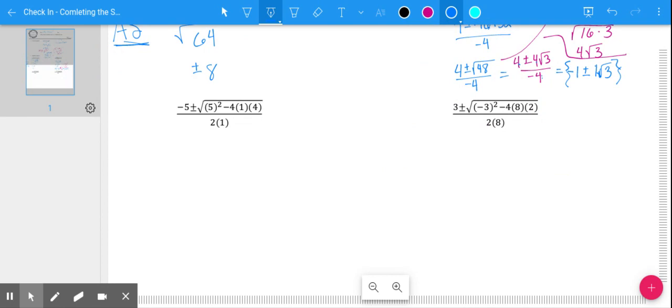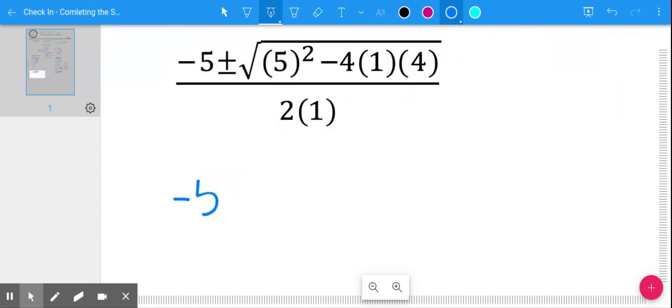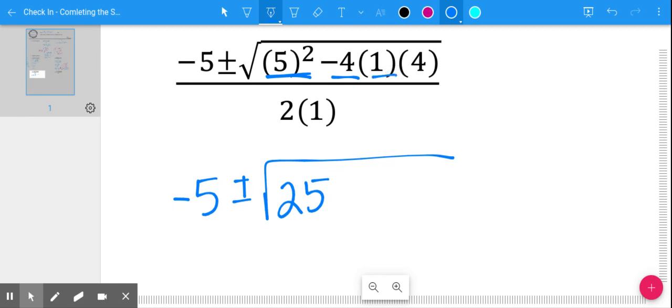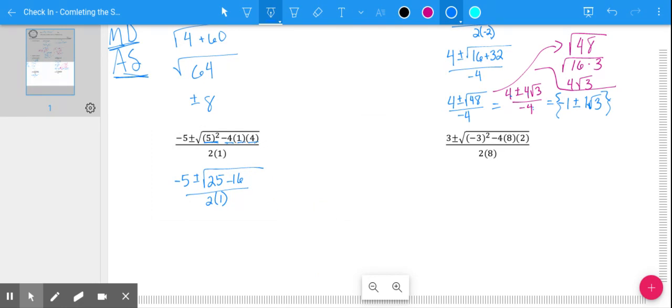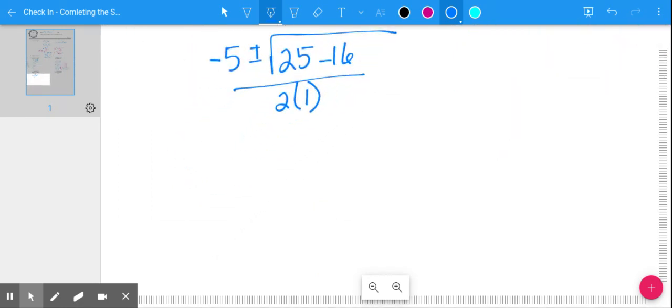All right, looking at the next one, we got negative 5 plus or minus the square root. We're going to deal with our radical first. So 5 squared gives me 25. And then, guys, you can go ahead and multiply the right side all in the same step. So negative 4 times 1 gives me negative 4 times 4 gives me negative 16 all over 2 times 1. And we're just going to keep simplifying. So I have negative 5 plus or minus the square root. 25 minus 16 gives me 9 all over 2 times 1 gives me 2.